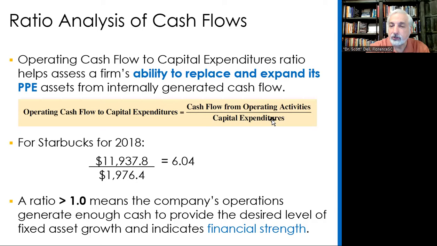Again, this is capital expenditures, a period of time. Cash flow from operations is also a period of time. And a ratio greater than 1 means the company's operations, yeah, we can cover it. We're generating enough cash to provide the level of fixed asset growth. And that is a sign of strength as well.